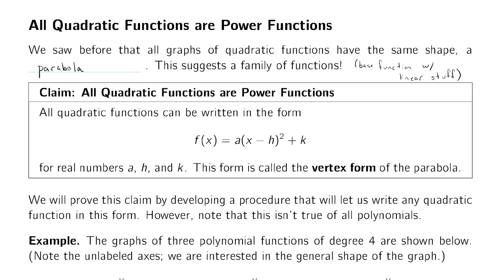That is, if we have any quadratic function, right? So if we have f of x is ax squared plus bx plus c, we can rewrite it in a form that shows it as a power function to the second power composed with linear stuff. We can write it in the form a number times x minus a number all squared plus another number. This is called the vertex form for reasons that are going to become clear shortly.